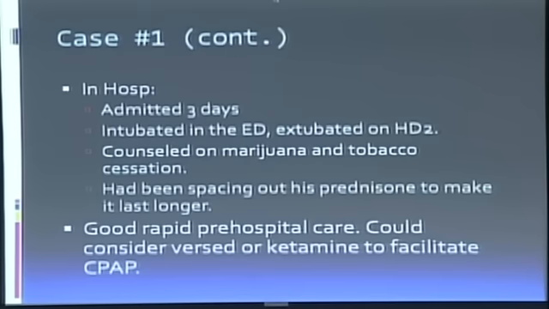And even if this is someone that doesn't need pre-hospital intubation, if they've been well pre-oxygenated with a trial of CPAP, it gives us much more margin for safety. But overall, really good EMS care, and the patient did well.